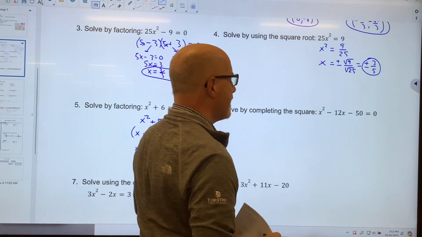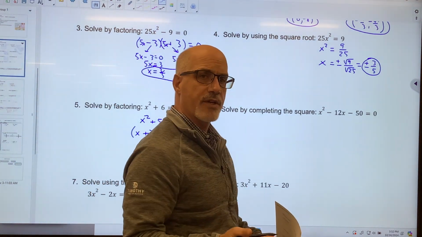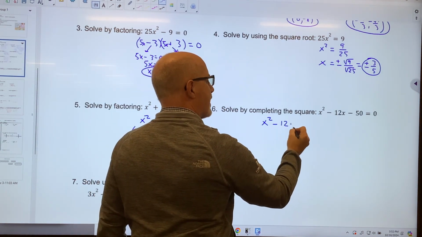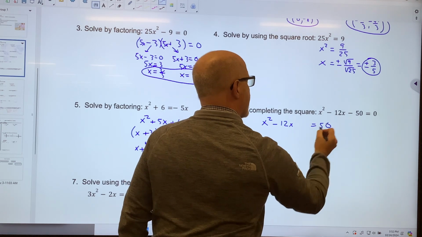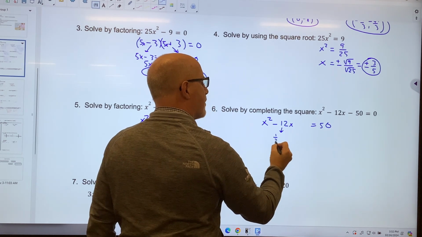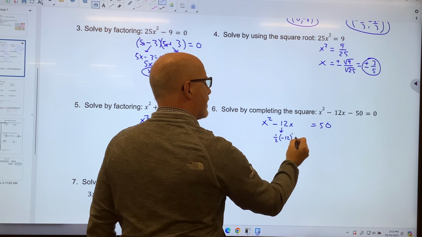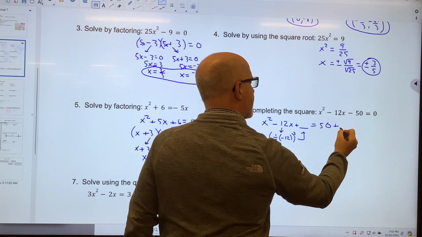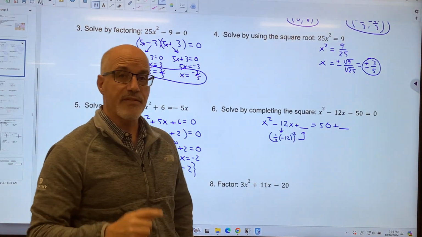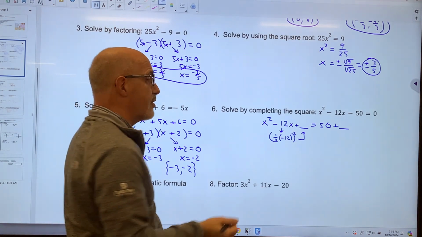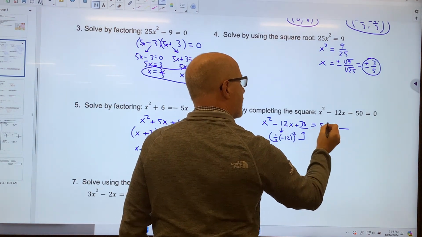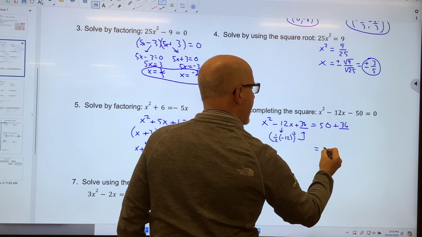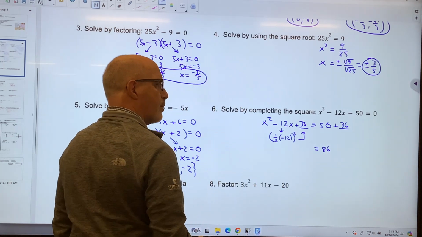Let's solve this one by completing the square. The first step is to add 50 to both sides. So we're going to get x squared minus 12x equals 50. Then you're going to take half of this middle term, which is -12, and square it and add it to both sides. Well, half of -12 is -6. Squared is a positive 36. So we get 36 here, and we're going to add 36 on this side as well. So over here, we're going to have 86 as what those two add to.